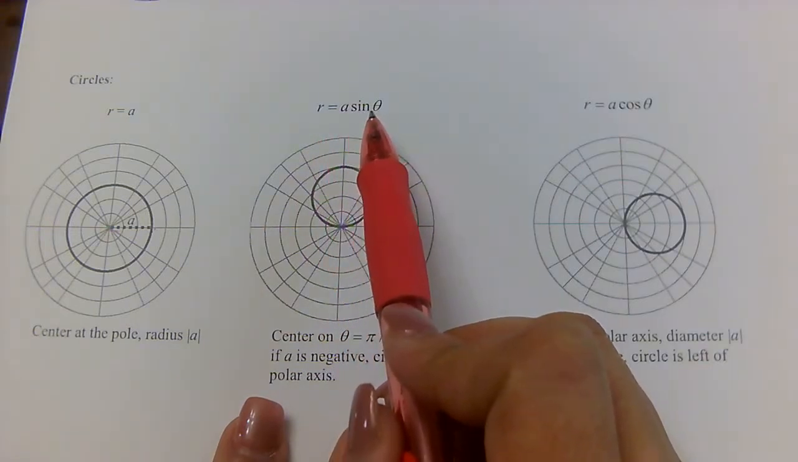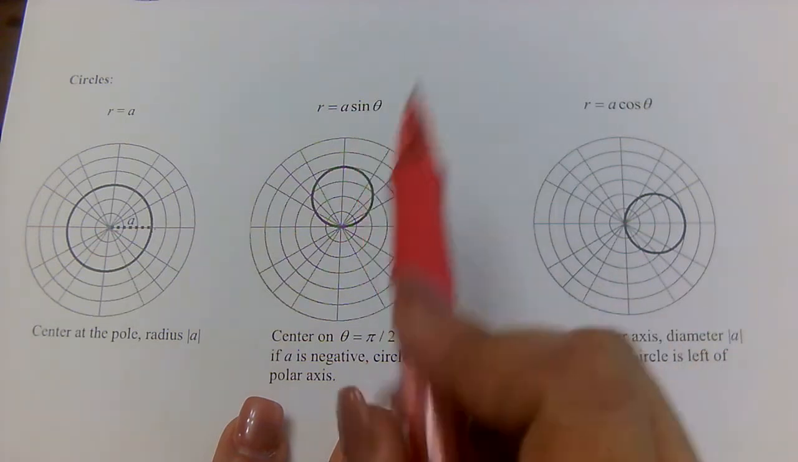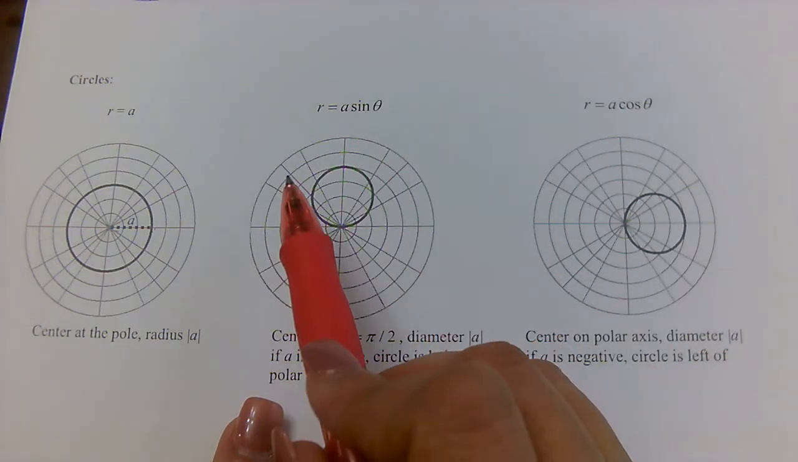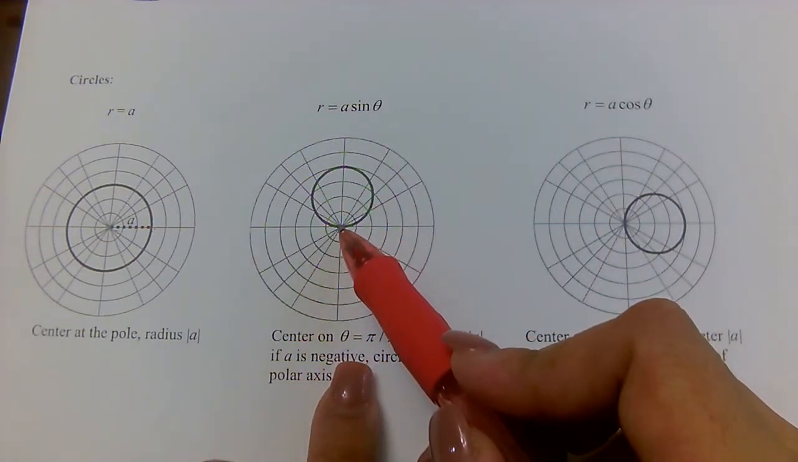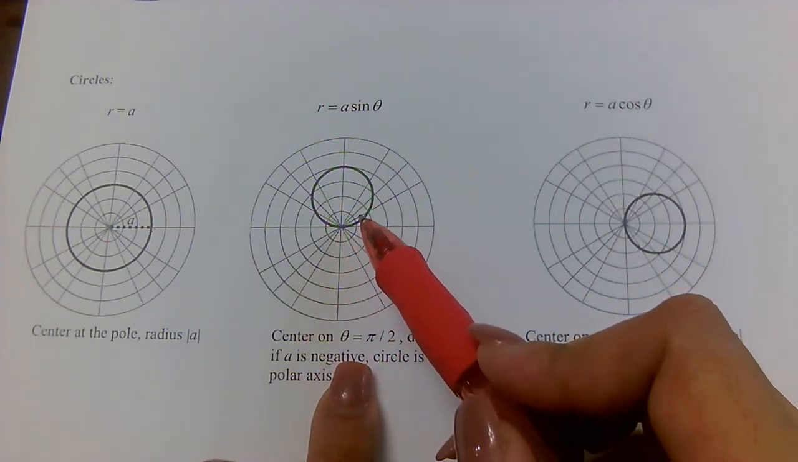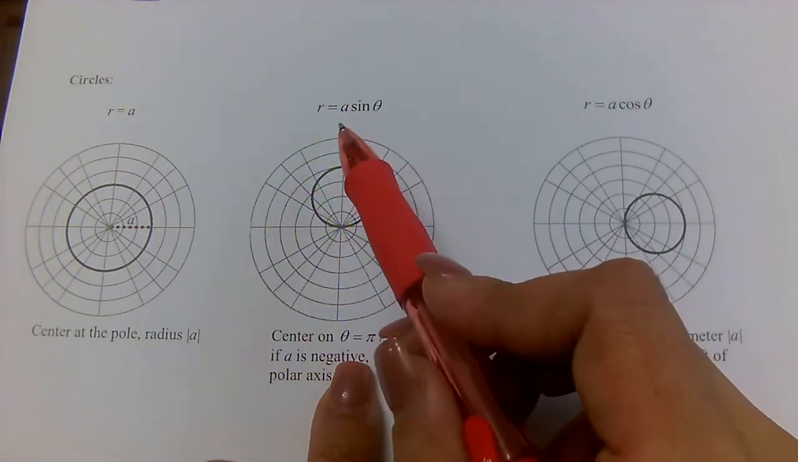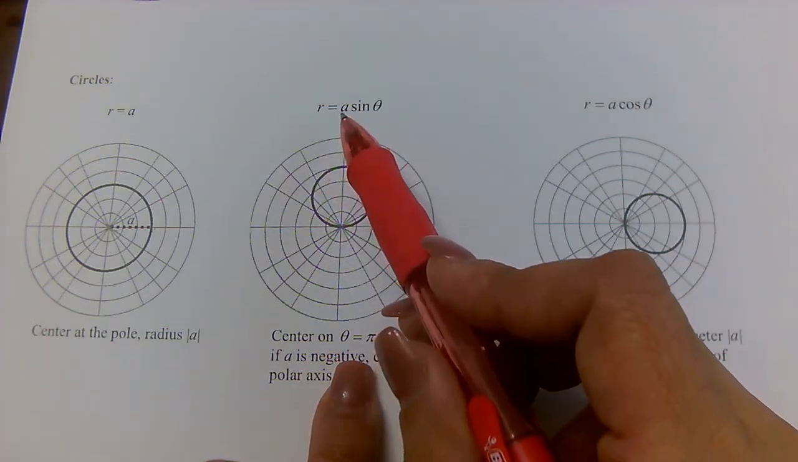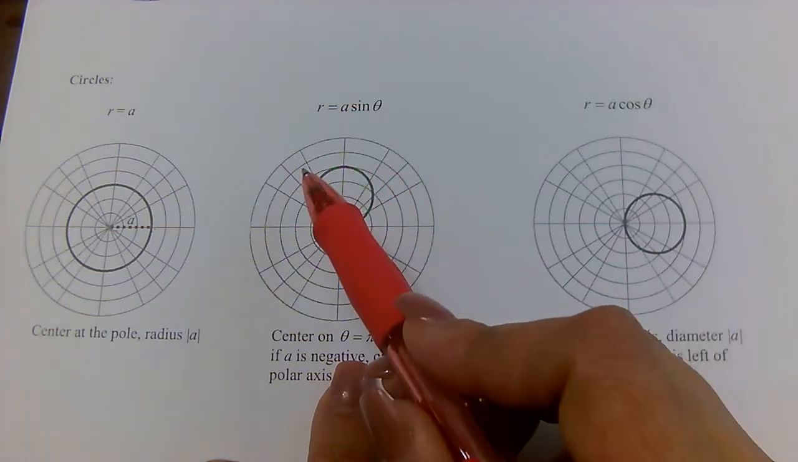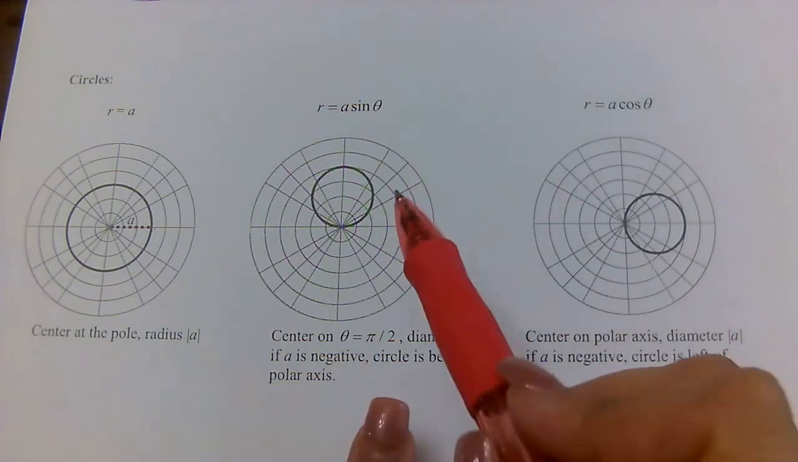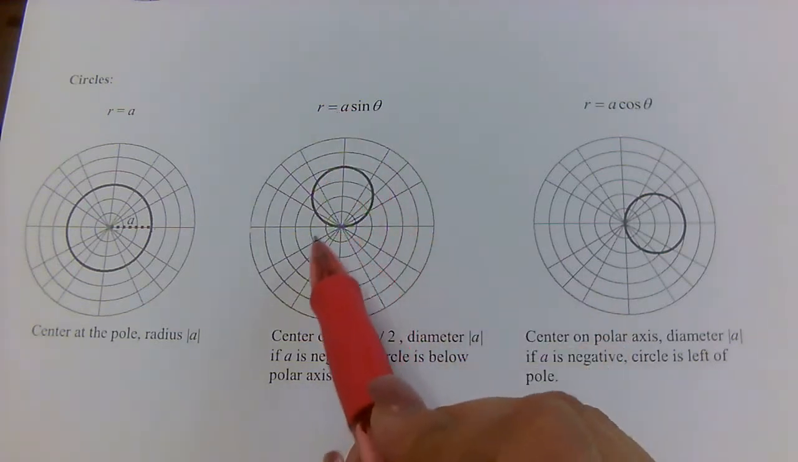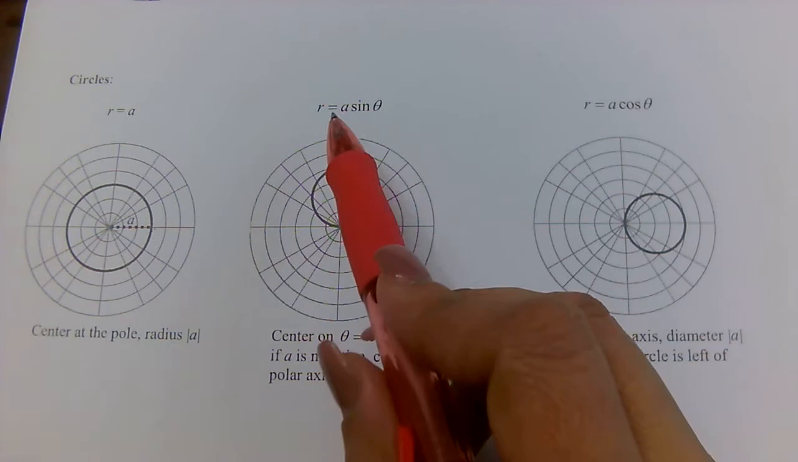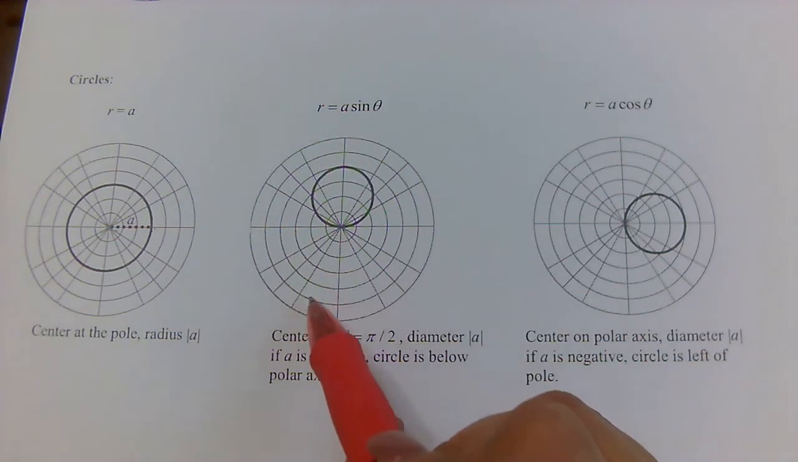Okay. When we're looking at this type of equation, I want you to think of sine as being positive. If sine is positive, in which two quadrants is sine positive? Hopefully you said quadrant 1 and quadrant 2. So the center won't be at the pole, but the pole will be part of the actual circle. So if A is positive, you will be in quadrants 1 and 2. If A is negative, you would be in quadrants 3 and 4. Think of sine as being negative in quadrants 3 and 4.